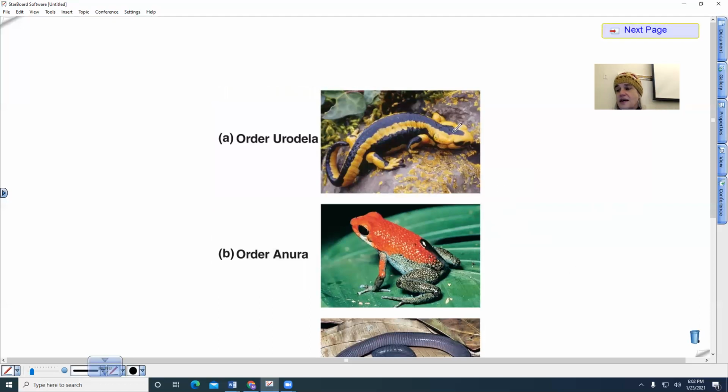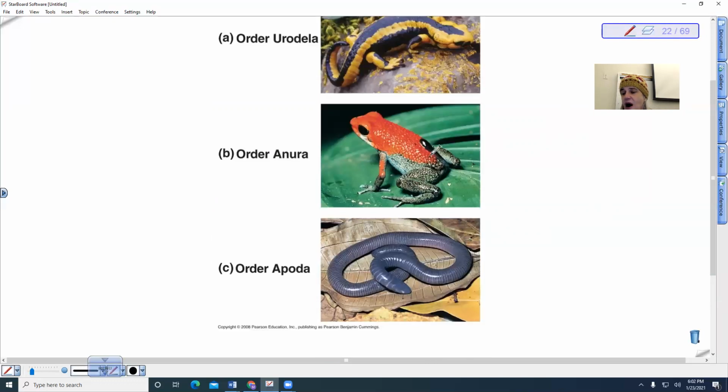So this is the salamander. This would be the frog. And this Apoda, that means without feet. This is the Sicilian amphibian. So those are the amphibians. Toads, I forgot toads. Frogs and toads are also amphibians. I knew I was forgetting one of them.